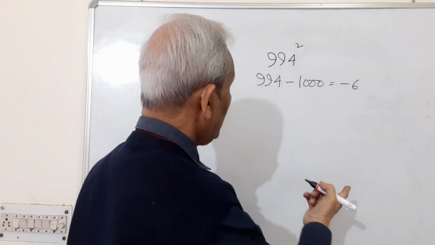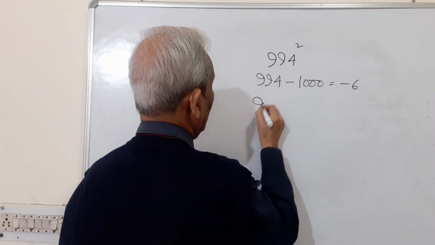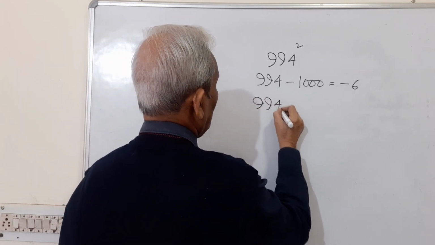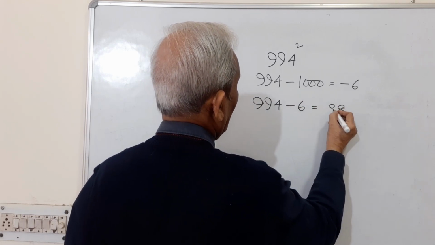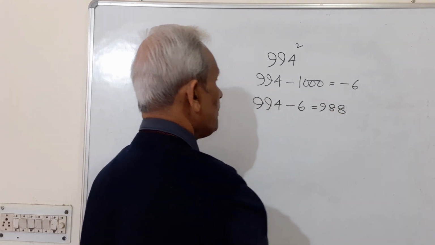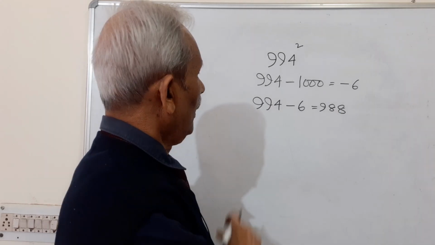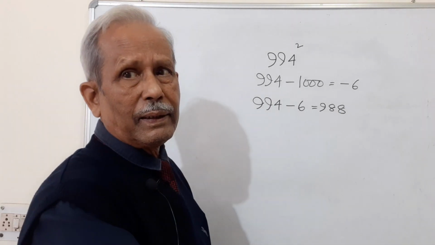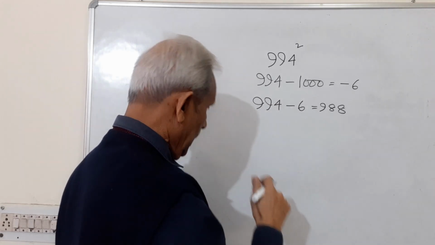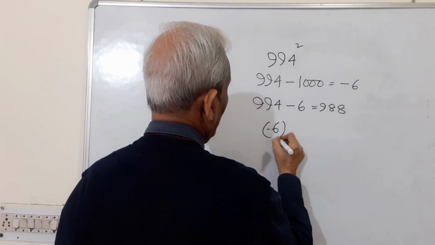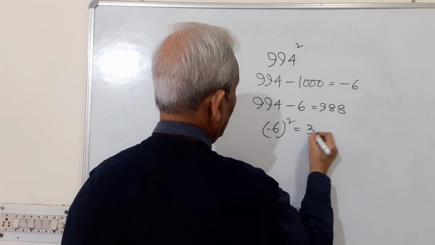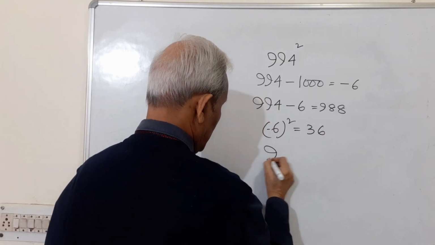If it is minus 6, then you have to subtract this 6 from 994, and how much is it? 988. 994 minus 6 is 988. That is the first part of the answer. And then minus 6 square is 36. So first part of the answer is 988.